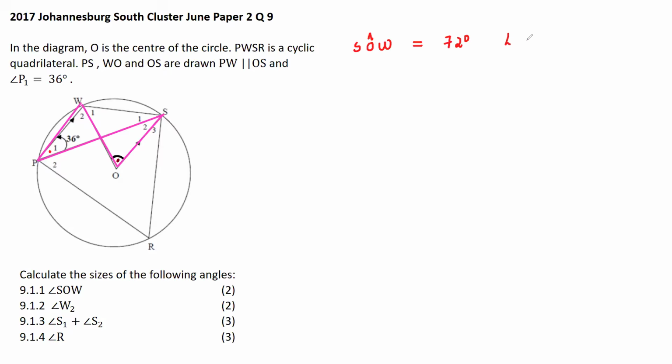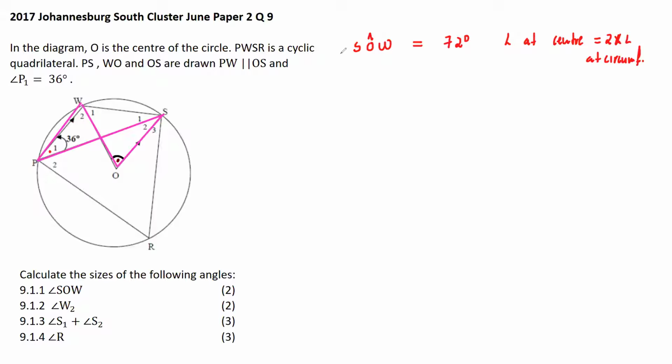The reason: angle at center is twice angle at circumference. That's SOW. That's 9.11.